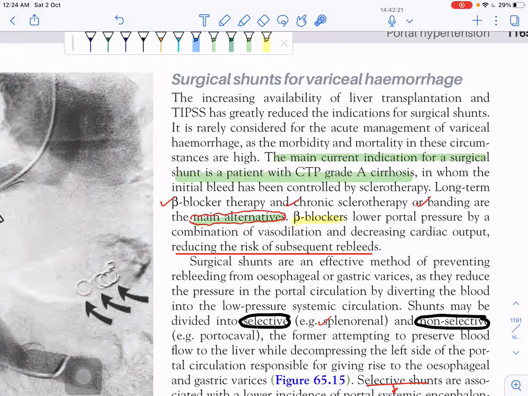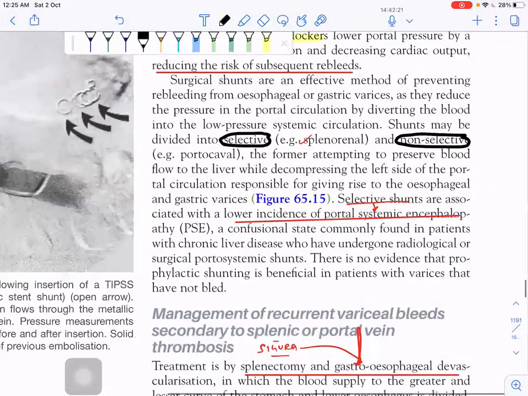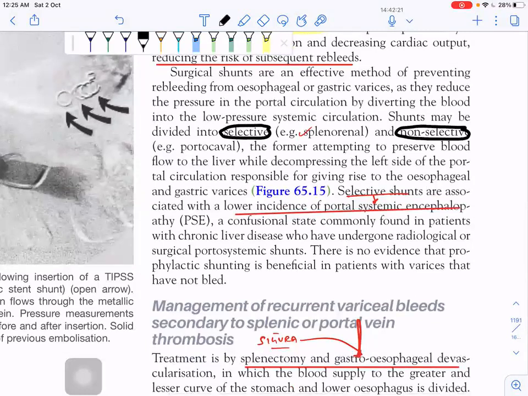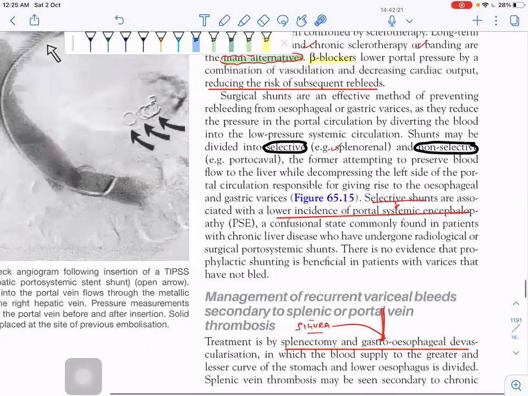Beta blockers: what is the role of beta blockers in reducing subsequent rebleeds? They lower the portal pressure by a combination of vasodilation and decreasing cardiac output, thereby reducing the risk of subsequent bleeds. So this indication is the main MCQ. And we already know shunts may be selective and non-selective. The selective shunts are associated with a lower incidence of portosystemic encephalopathy.